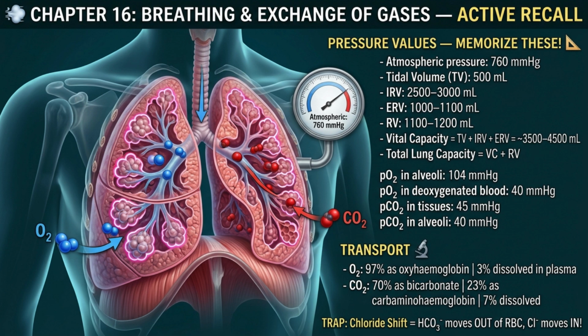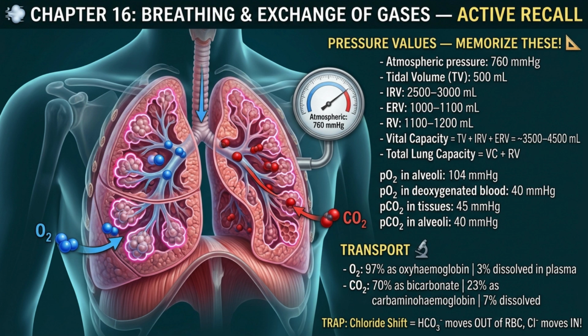Vital capacity equals TV plus IRV plus ERV. Now the gas exchange. Oxygen moves from the alveoli, where partial pressure is 104 millimeters mercury, into the blood at 40 millimeters mercury. It always flows down the gradient. CO2 moves in the opposite direction.